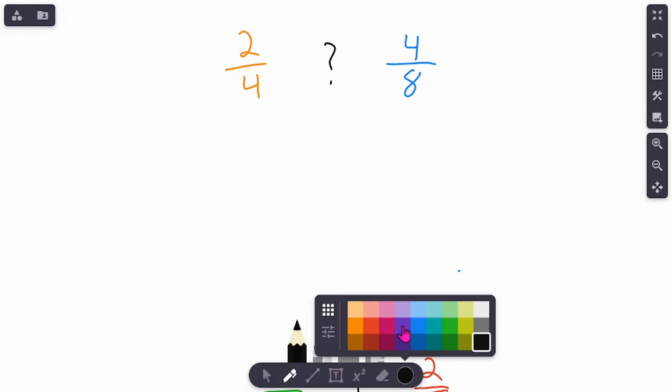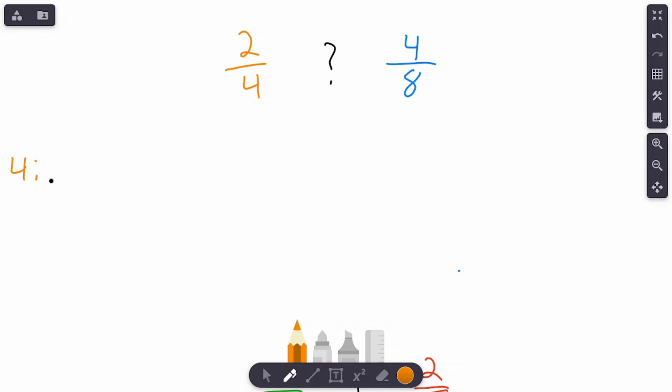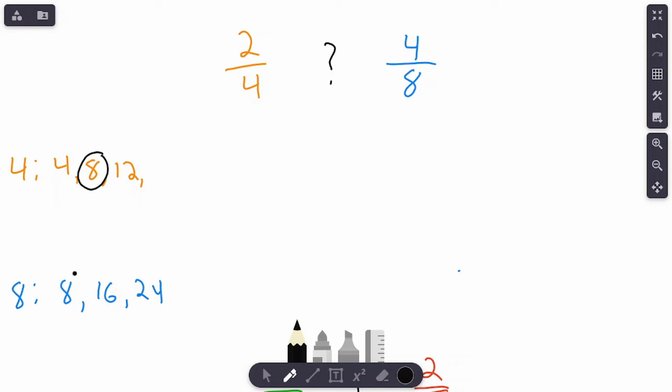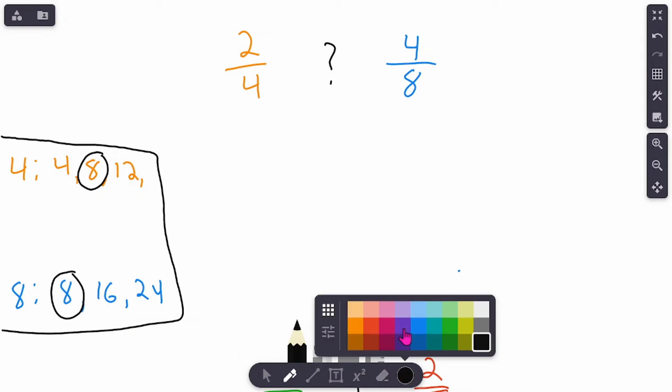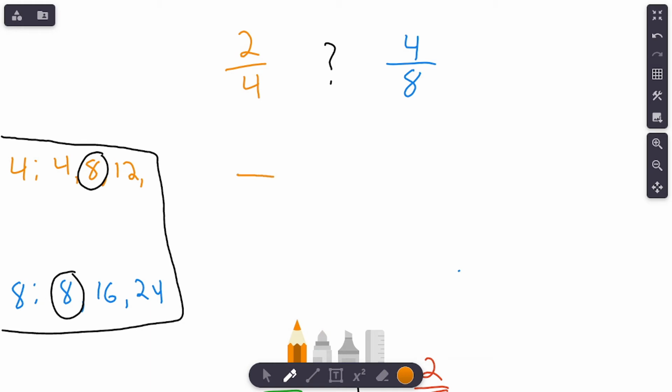So denominators aren't the same. So what we need to do is find common denominators, the least common denominators. So our denominators were 4 and 8. I'm going to skip count by them. 4, 8, 12, and then for our blue fraction 8, 16, 24. All right, do you see a number that they have in common? Do you see the least common number? The smallest number they have in common? What is it? It should be 8. 8 is the least common number they have in common. So let's make some equivalent fractions over here.